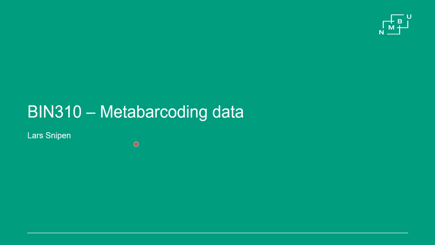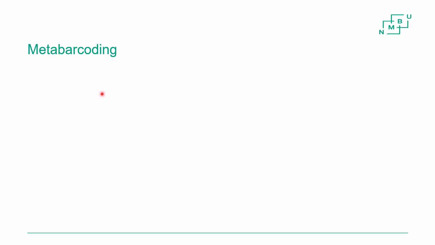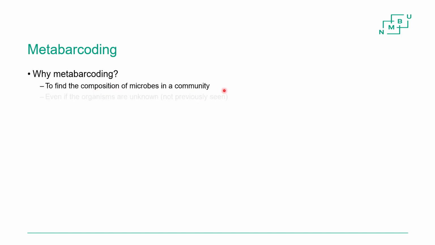Let's have a look at metabarcoding data as an overview, sort of. So, why metabarcoding? Why should we go and do this type of sequencing? Well, the idea is that we use this to find the composition of microbes in some microbial community. Composition, and that is actually an important phrase here.